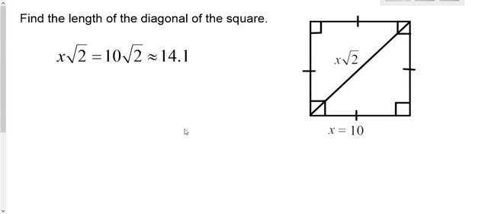We'll look at another special right triangle in the next lesson. Go ahead and work on your practice now. If you have any questions, let me know. Pretty easy stuff.